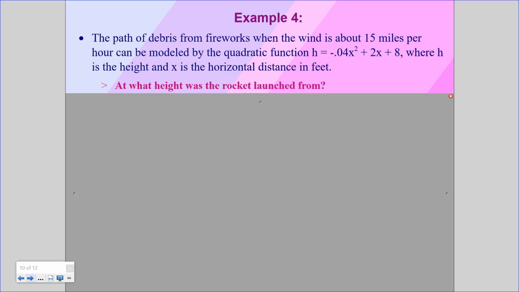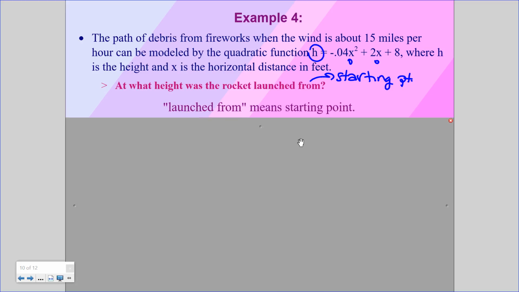With this same problem, we've got a follow-up question. At what height was the rocket launched from? Well, the height it's launched from represents a starting point, a starting height. And we've seen starting points already this unit, but in this case, your distance from the starting point would be 0. It has not left the launching pad or wherever we're starting from. So if your distance is 0, that means you would replace your x's each with 0 to solve for the height when the distance from it was 0.